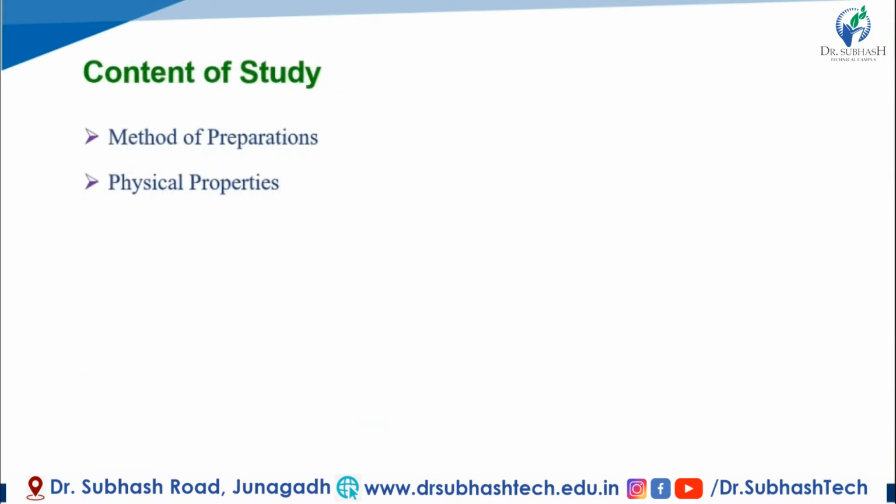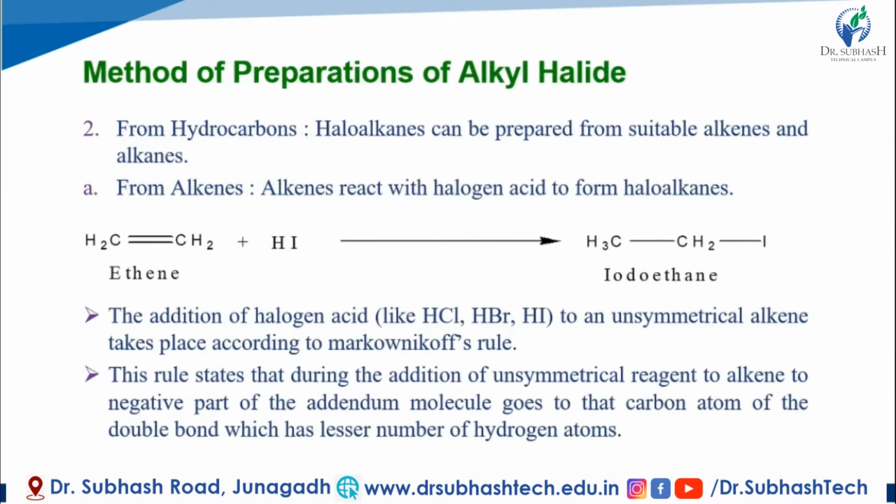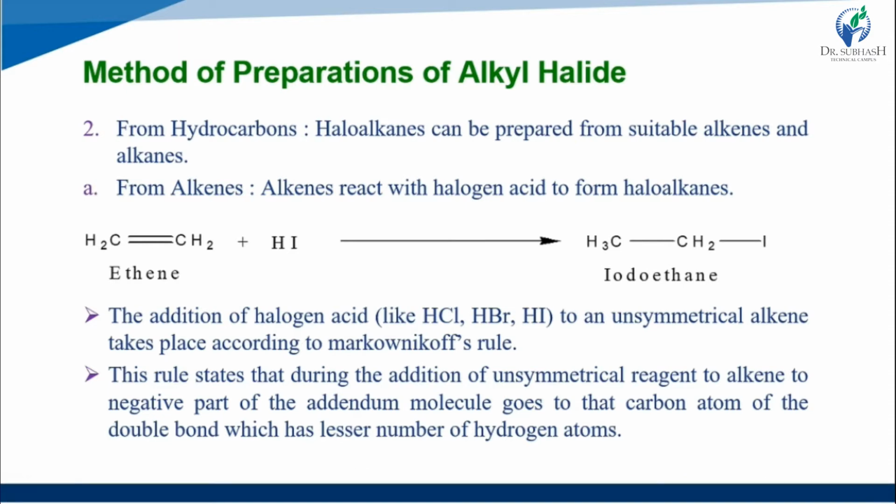So we concluded the first method of preparation, that is preparation from the halogen. Now today we start the second method of preparation, that is preparation from the hydrocarbon. Haloalkanes can be prepared from suitable alkenes and alkanes.